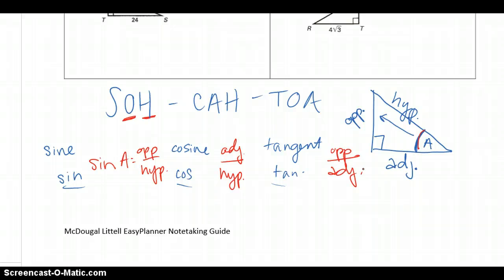So remember, SOHCAHTOA. Sine is opposite over hypotenuse. Cosine is adjacent over hypotenuse. And tangent is opposite over adjacent. You have to memorize this. This won't be given to you on the test. You must know SOHCAHTOA in order to set up these ratios. Right? Questions over this so far?